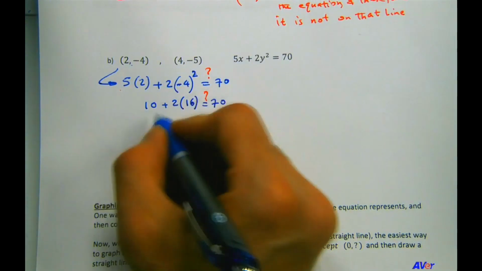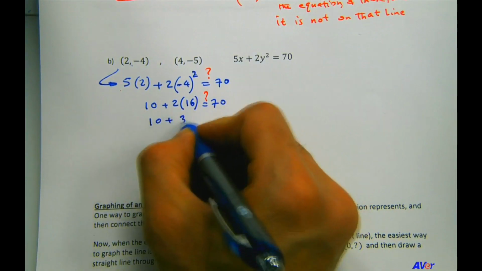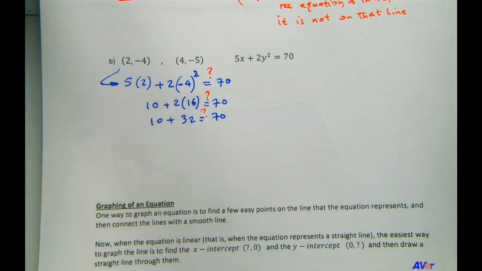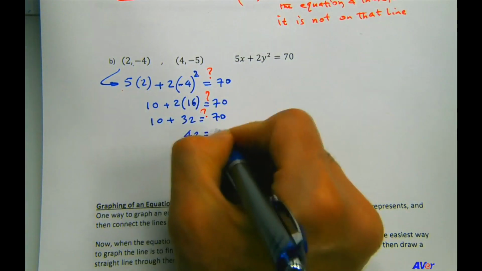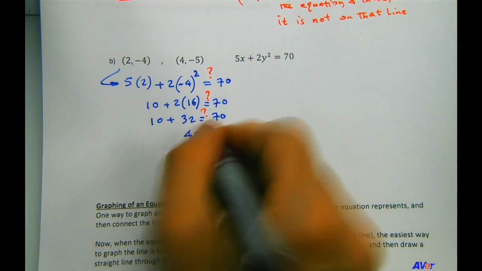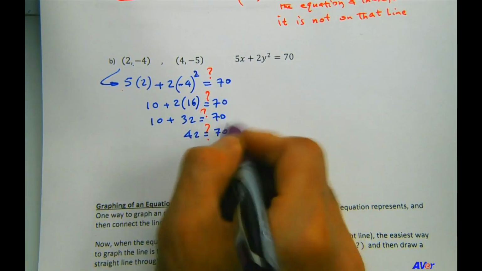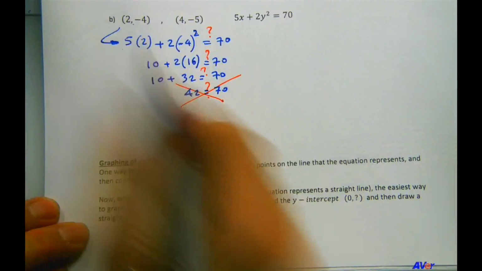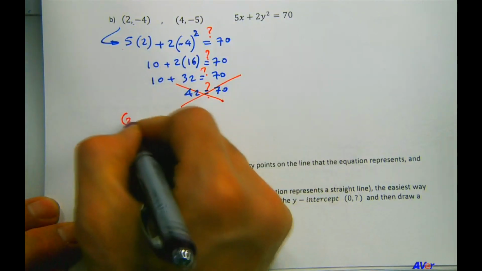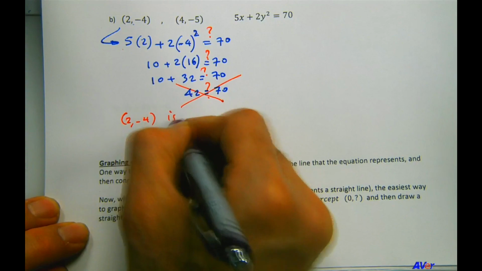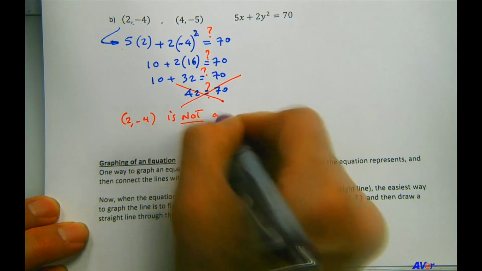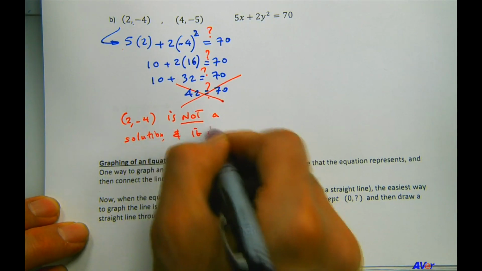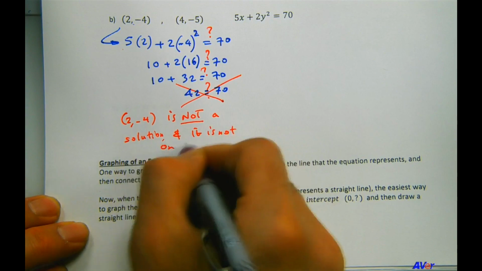Okay. So we have 10 plus 32 equals 70. We're asking if that's the case. The left side is 42 equals 70. Is that true? Is that true? No, right? No. So 2 comma negative 4 is not a solution. Is not a solution. And it is not on the line.